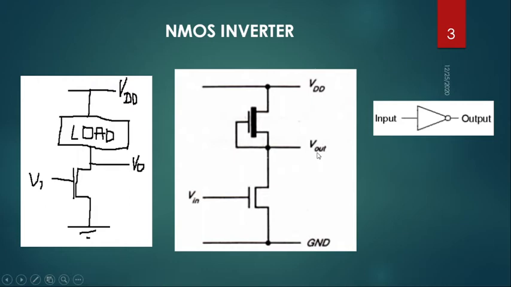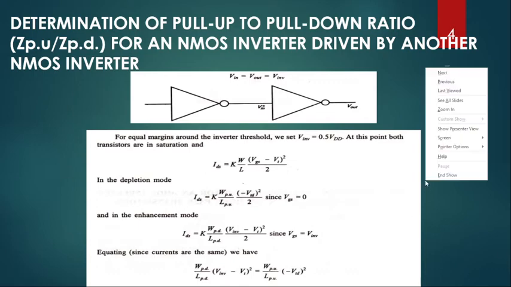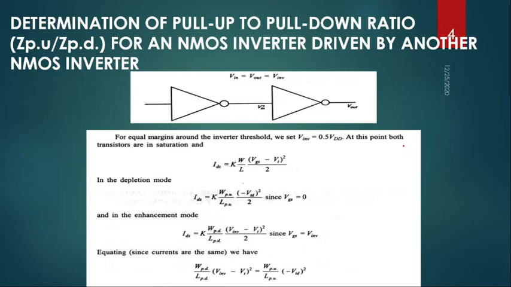So basically we want to connect two NMOS inverters back to back, in cascade form. Then it will be one NMOS inverter driven by another NMOS inverter. For deriving the ZPU upon ZPD ratio, we begin with equal margins around the inverter, so the threshold is set to Vin equal to 0.5 VDD. For an ideal inverter, the threshold voltage is always equal to 0.5 VDD.